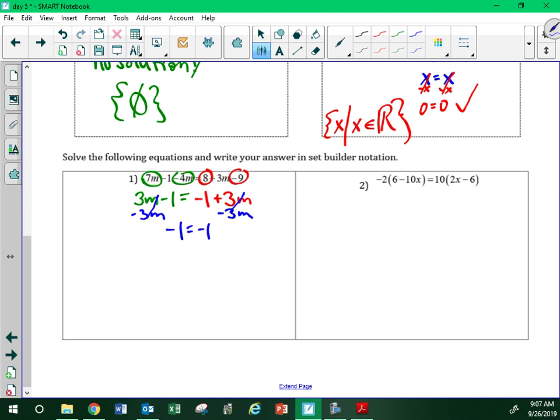Notice our variables have disappeared. Is this a true statement? Does negative 1 equal negative 1? Yes. All real numbers. So again, we write it in set builder notation.